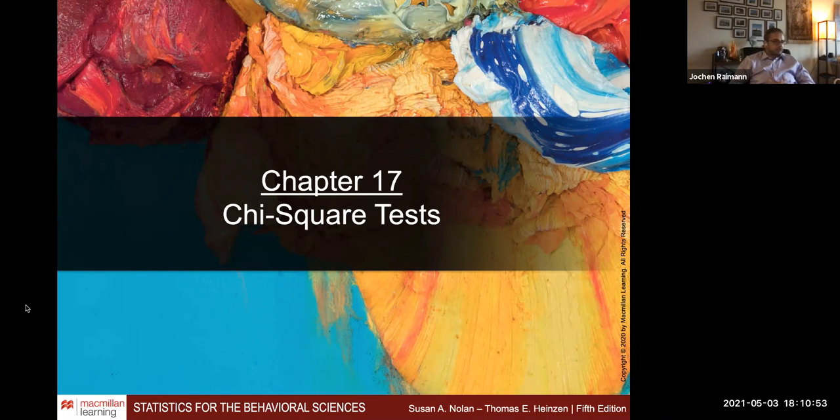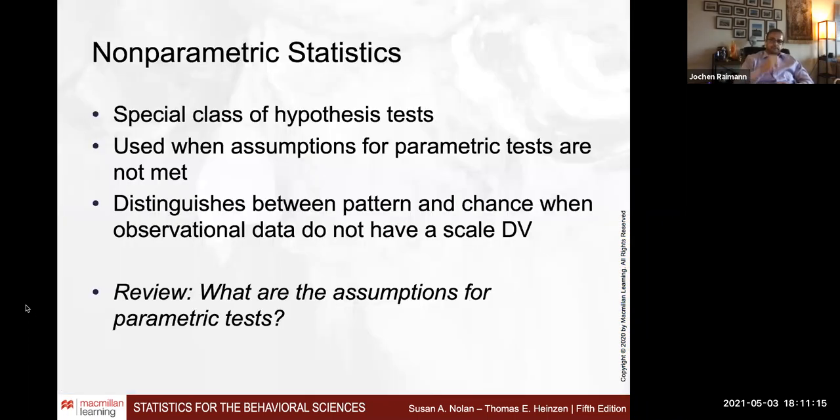So either it's skewed data, and it's absolutely not considered a normal distribution, no matter from what angle you're looking at it, or you have a nominal or ordinal dependent variable, which is essentially what you will be seeing today. So it's a special class of hypothesis tests that is used when the assumptions for parametric tests are not met. So what are the assumptions for parametric tests?